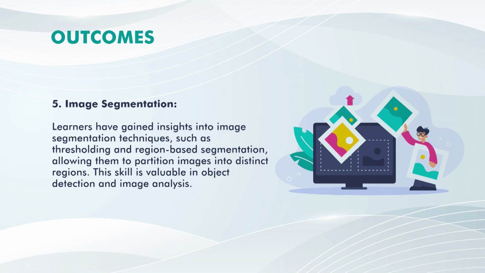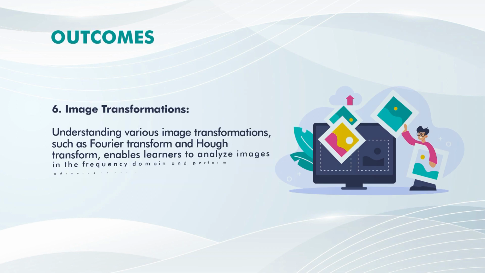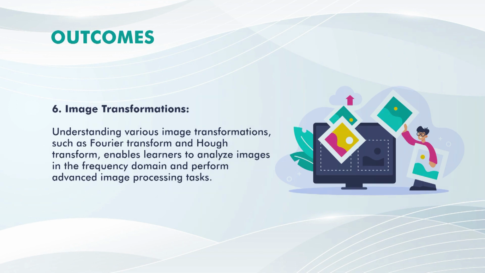These skills are crucial in noise reduction and extracting meaningful features from images. Fifth, image segmentation. The learners have gained insights into image segmentation techniques such as thresholding and region-based segmentation, allowing them to partition images into distinct regions. This skill is valuable in object detection and image analysis. Sixth is image transformations. Understanding various image transformations such as the Fourier transform and Hough transform enables learners to analyze images in the frequency domain and perform advanced image processing tasks.